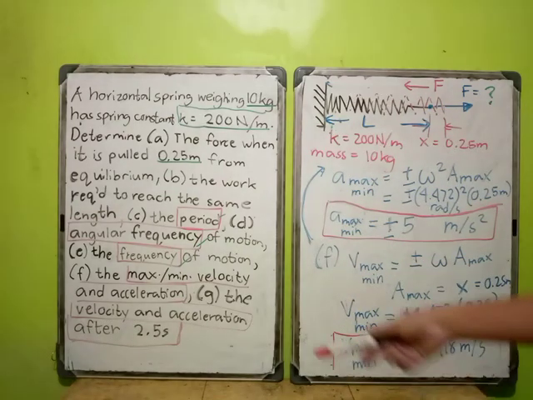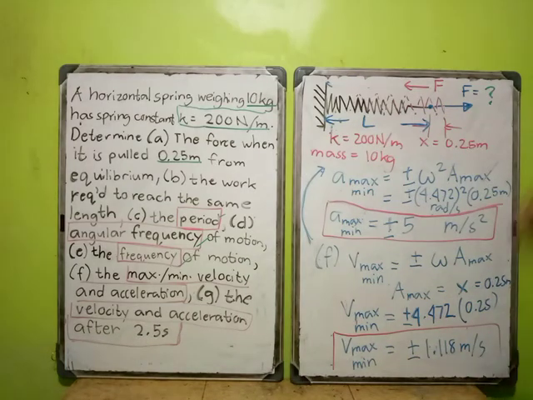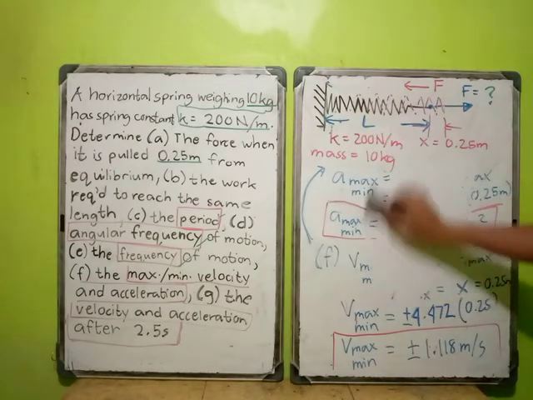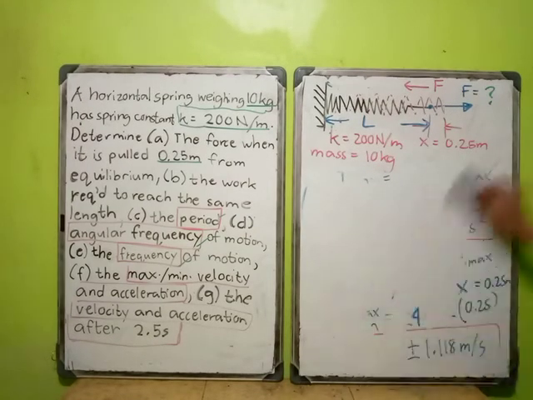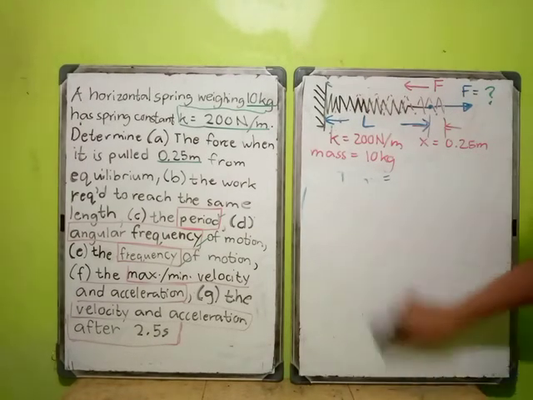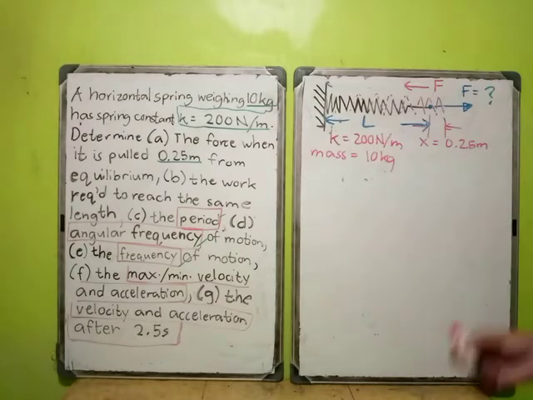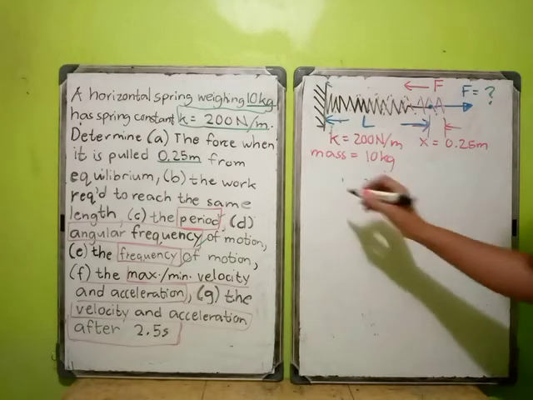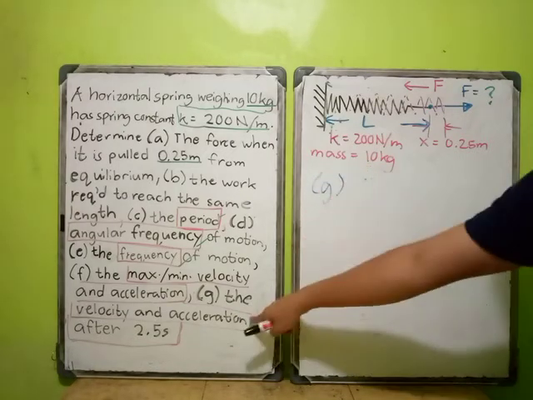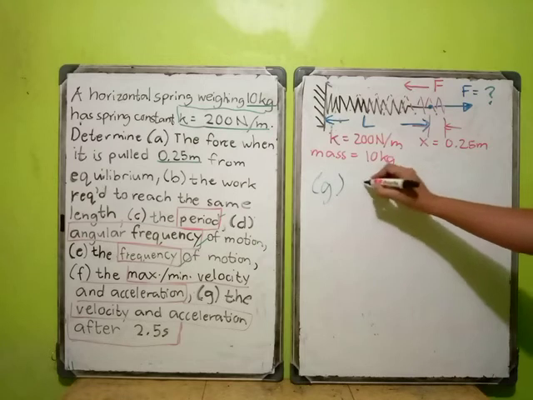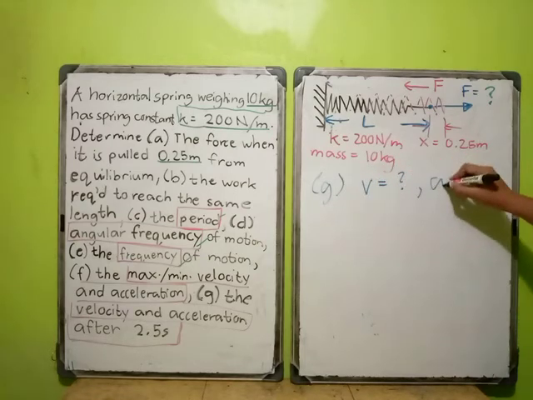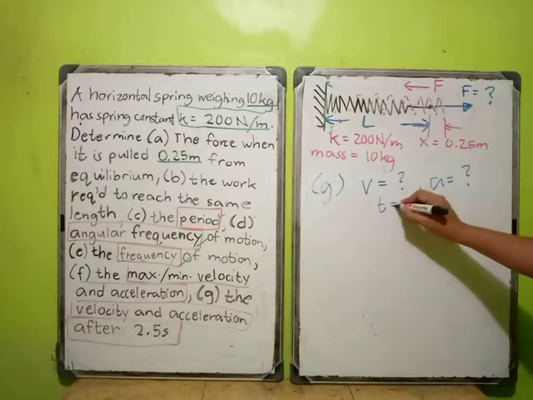So, without further ado, punta tayo sa G. Okay. So, ito yung controversial dito. Okay. So, erase muna natin to dahil wala tayong space. Okay. So, yan. So, punta tayo sa G. Okay. So, yung G natin, hinahanap natin yung velocity and acceleration when time is 2.5 seconds.